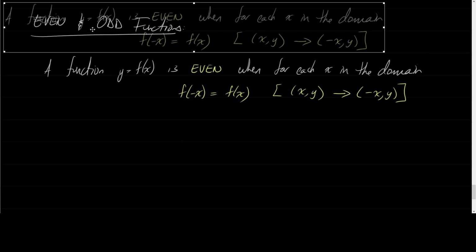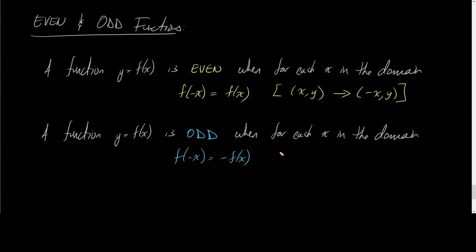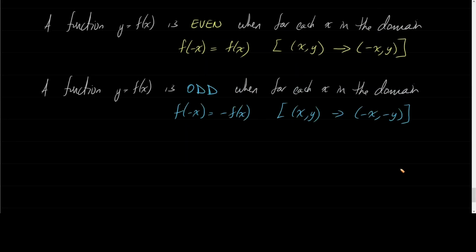Me just copy and paste this. A function y equals f of x is odd when f of negative x is equal to negative f of x. So in other words, what we're saying here is if the point x comma y appears, then the point negative x comma negative y also appears. All right. So what are we talking about here?